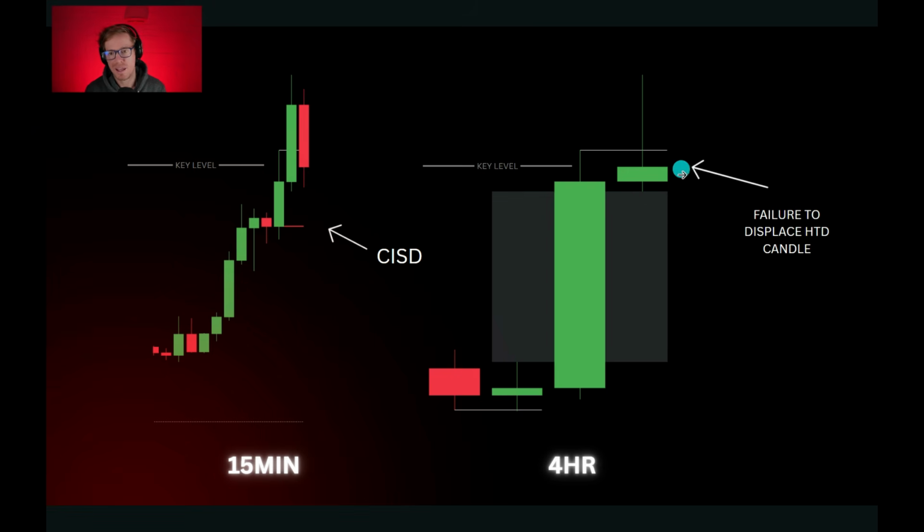Once we get this failure to displace presenting itself on the higher time frame, we jump onto a lower time frame. In this example, it's a 15-minute, and then we can observe the same process on the 15-minute, and then we can mark out the CISD level, because this is the level that caused the run that swept out these highs. So all we do is mark out that level and wait for price to break that level. You do not enter your trades until price breaks and closes through the CISD level.